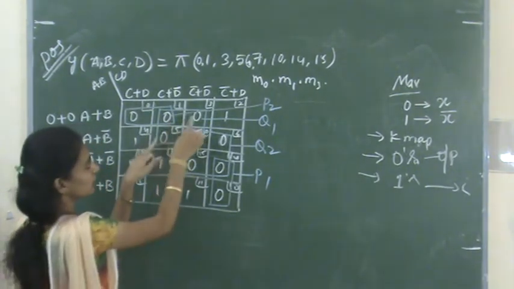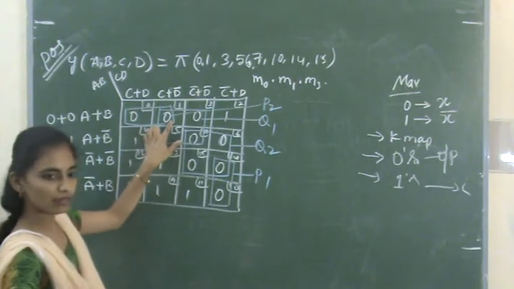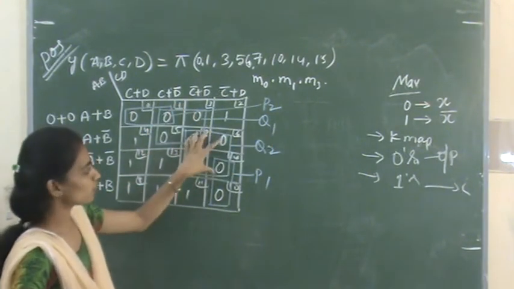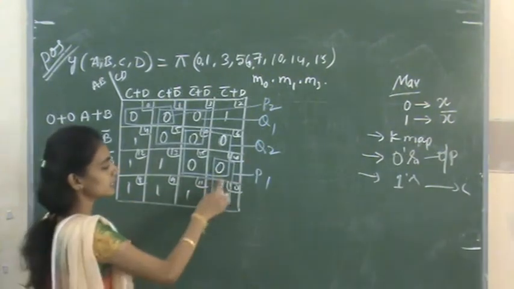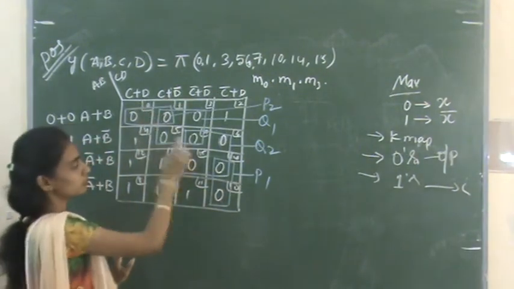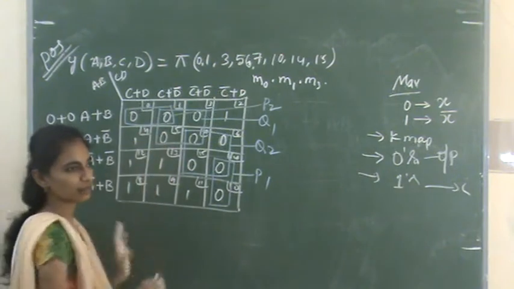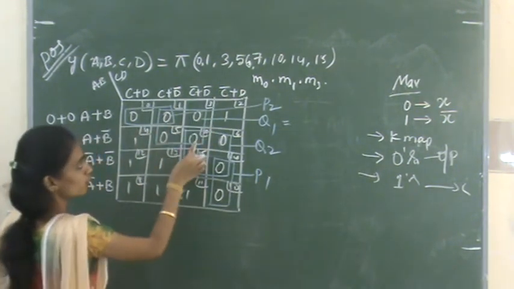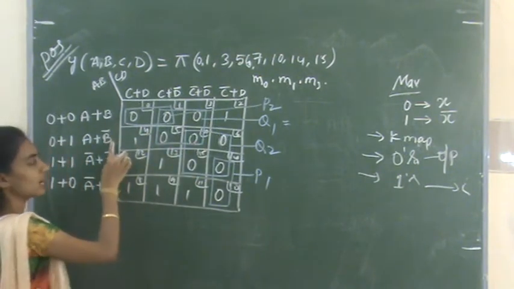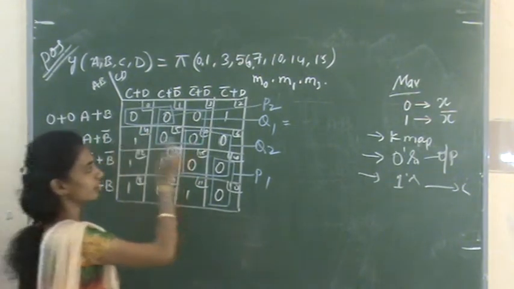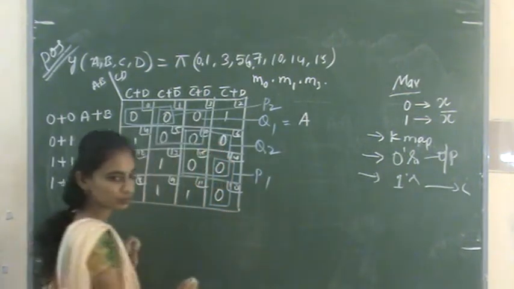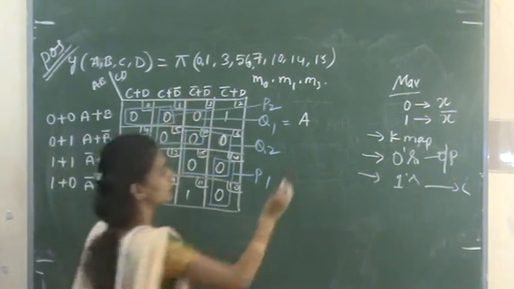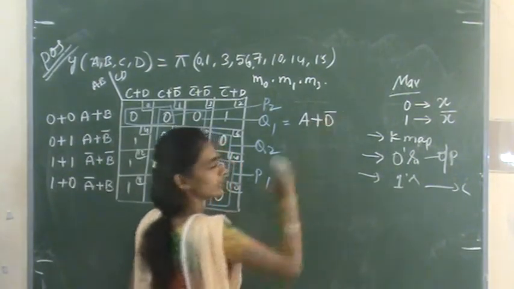How am I pairing? In POS I have to encircle the zeros, right? So I am just taking the adjacent zeros. These 4 zeros have to be one quad and these 4 zeros are one quad, and these 2 zeros are one pair and these 2 zeros are one pair. What is the value for this quad? These are the 4 values. Here A and A are the common factor, right? So I have A. Here D bar and D bar is a common factor, so just write D bar.